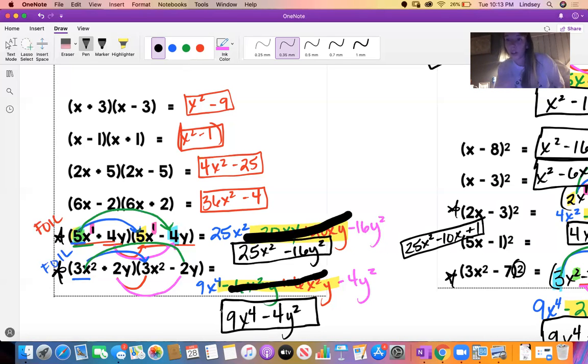So tomorrow, the last lesson of the year, because Friday is our last day, stay strong, but tomorrow we're going to learn how to work these backwards. So we're going to be starting with something like this and then ending up back here. Okay, so we'll talk about that tomorrow.